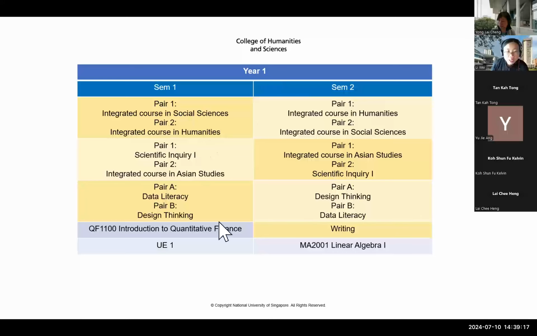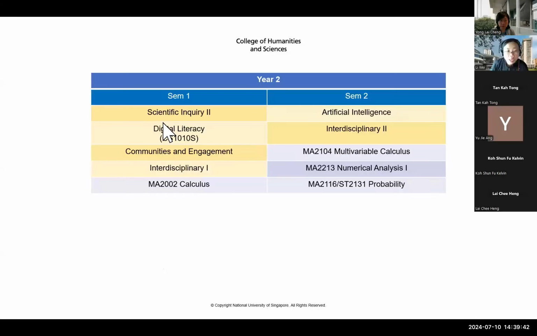Okay. So from the viewpoint of QF, the first semester, QF 1100, the gateway course, and the second semester, linear algebra. And we have UE here. UE means the unrestricted elective course. That is, briefly speaking, just the elective courses open to all. Okay. And the yellow ones still are the core modules of CHS.